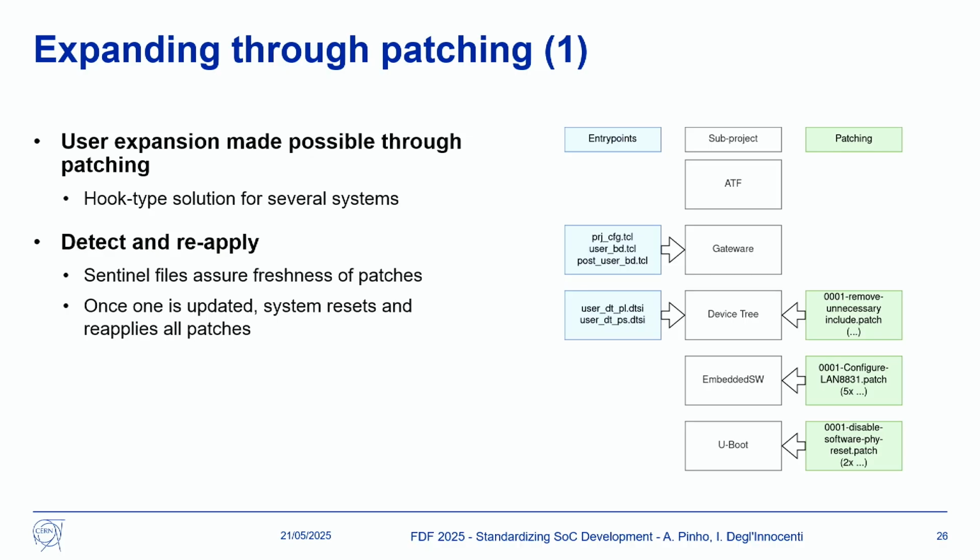But for the user, we have also, of course, points for them to add their own logic and their own files, for example, to the gateware. You see that through the project config Tcl and the user BD Tcl. In the project config Tcl, the user can add IPs, VHDL, any kind of sources. And in the user BD, they can modify our reference design and add their own IPs. The same thing happens to device tree. In device tree, you also have two entry points, one for the programmable logic and one for the processing system. So the user has full flexibility to implement their own logic into our solution.